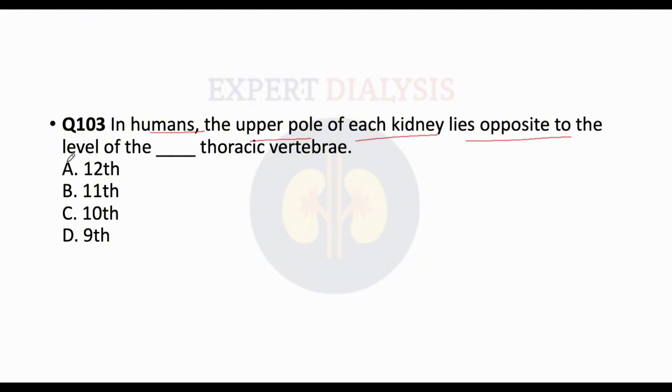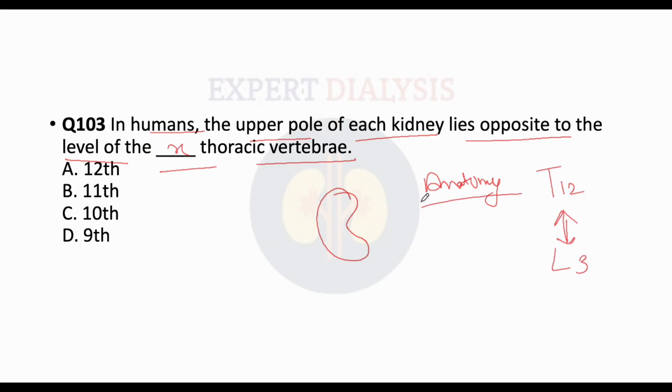Moving ahead to the third question, it says in humans the upper pole of the kidney lies opposite to the level of dash thoracic vertebra. When we talk about the kidney, we know from anatomy that the kidney lies in the T12 to L3 region. Now it is asking for the upper pole of the kidney. So the upper pole will be T12. The right answer will be the 12th thoracic vertebra. If it had asked for the lower pole, then we would answer number 3.